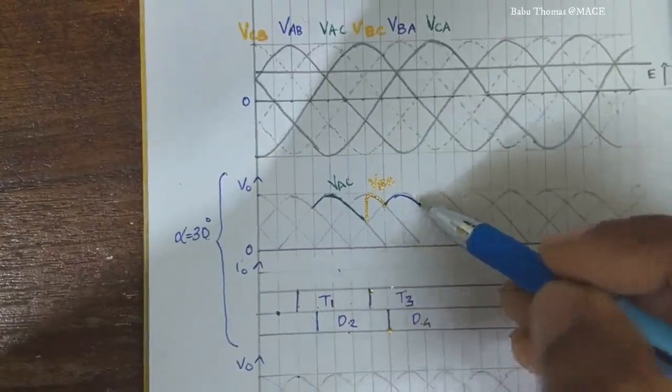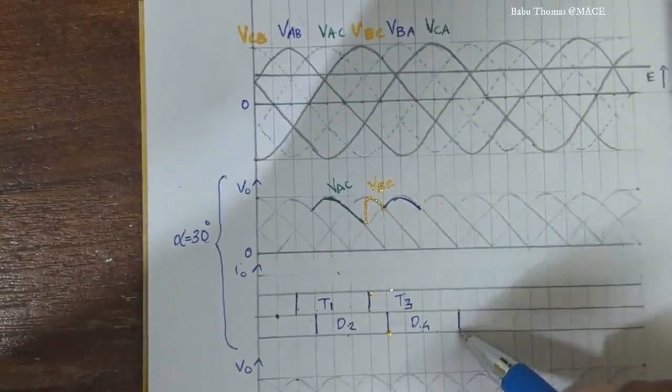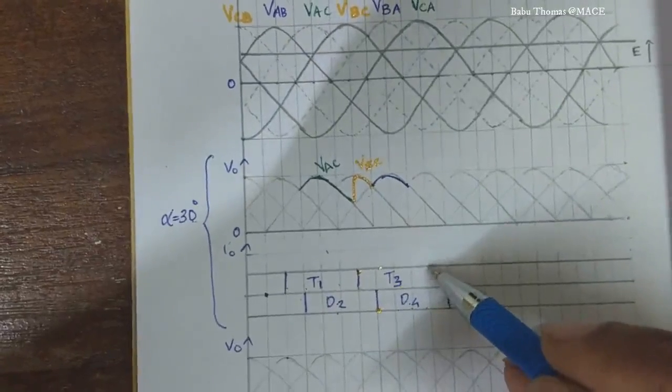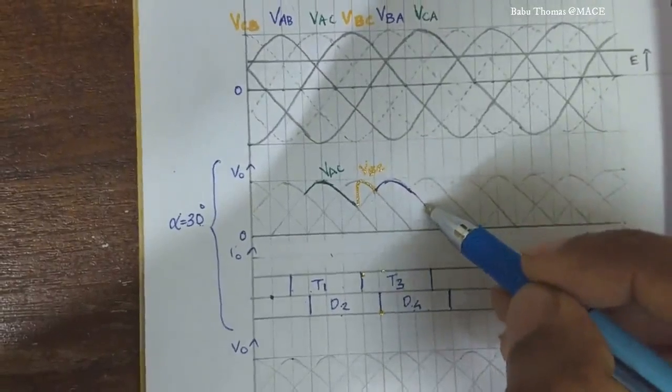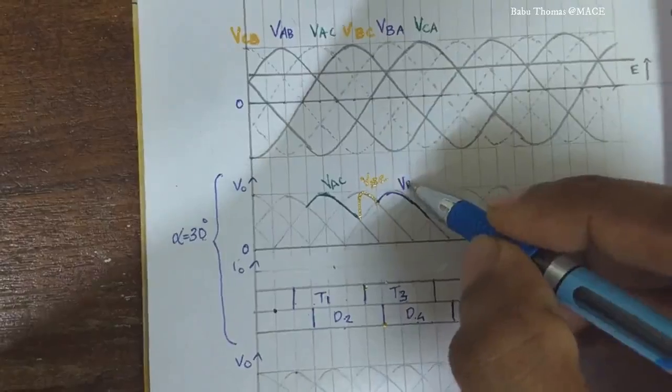It will reach over here, but you can see that the diode will again be conducting for another 120 degrees, and T3 will also be conducting for another 120 degrees. So till here it is VBA.